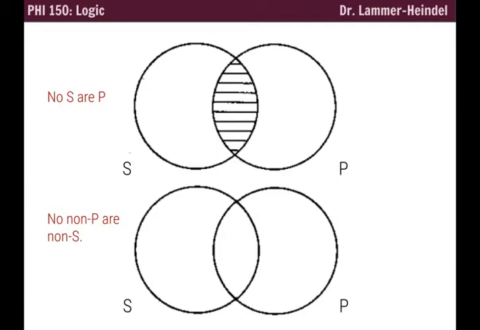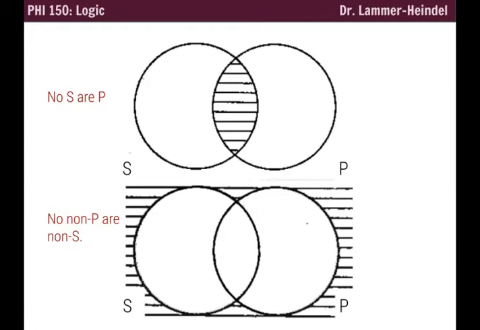So working outside the non-P category, what I'm told is that none of them are non-S's. So I need to exclude everything outside the P category that is also outside the S category. And what that means is I have to shade in everything outside of my Venn diagram, which is a weird thing. This is the one time when you'd have to shade something outside of the circle. And so that's what I'm going to do here. Now if I compare my diagrams, I can see that they're very different. The one does not entail the other. And that's why this is an invalid inference.